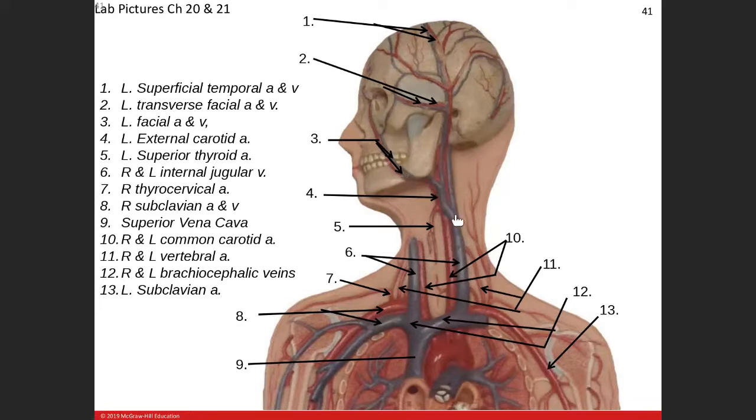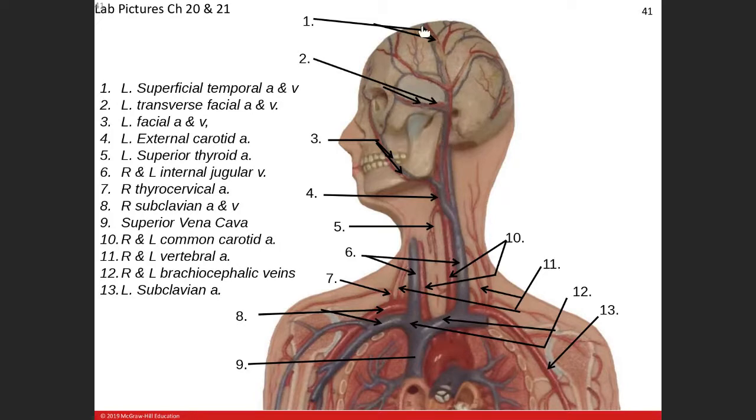Okay. Then as we follow the external carotid up further and further, we have another branch. This one is kind of going straight across. All right. So this one is another facial vessel, but it's more transverse, so we call it the transverse facial artery. And then there's a common vessel with it, its companion vessel, which is the left transverse vein.